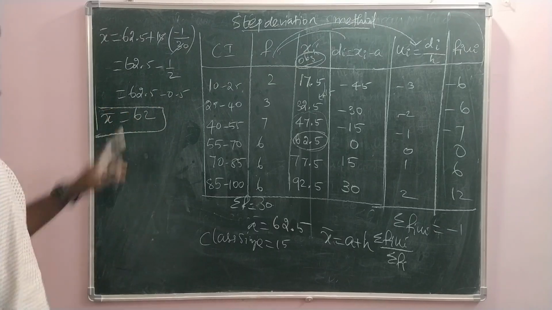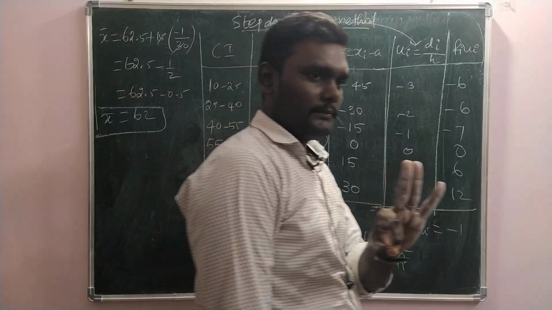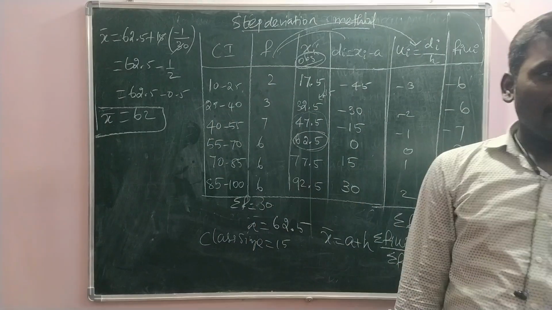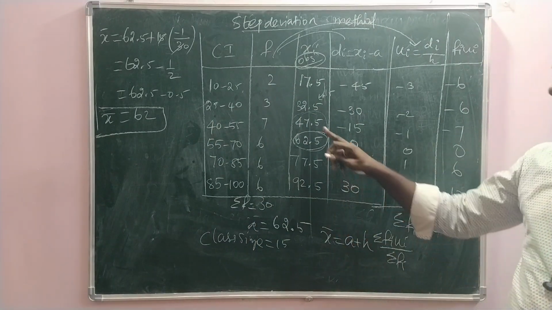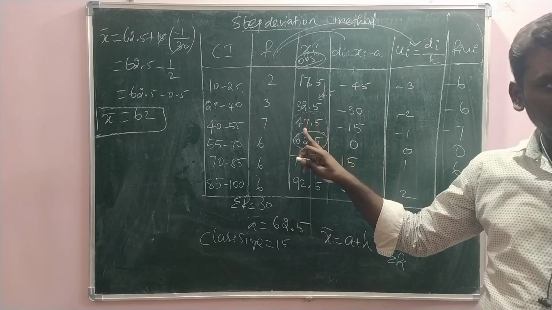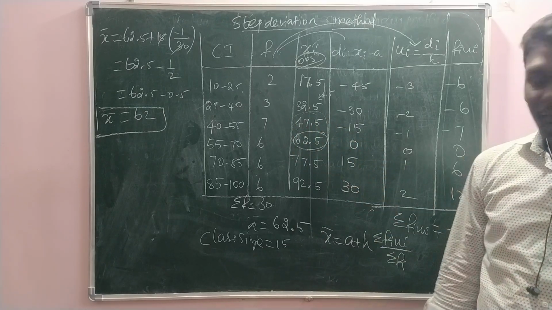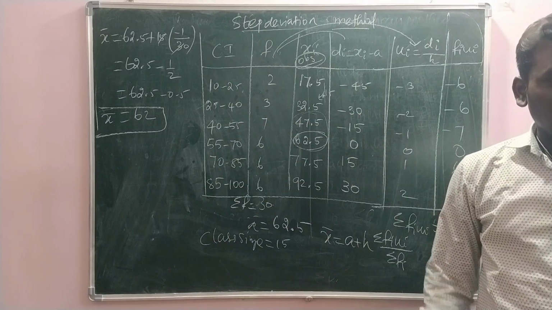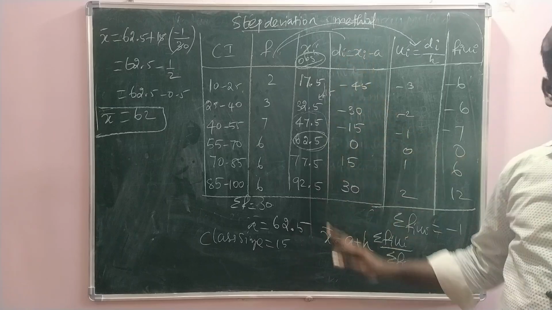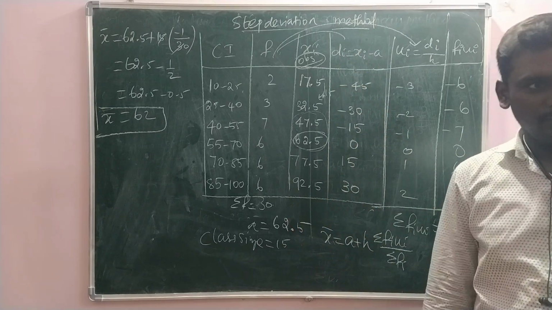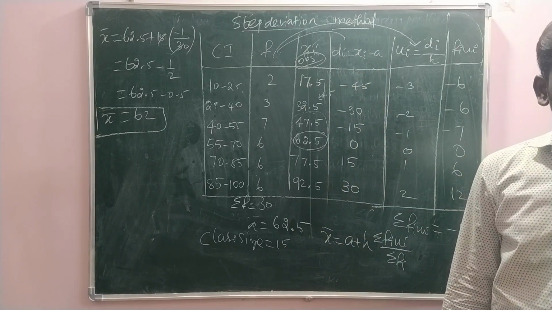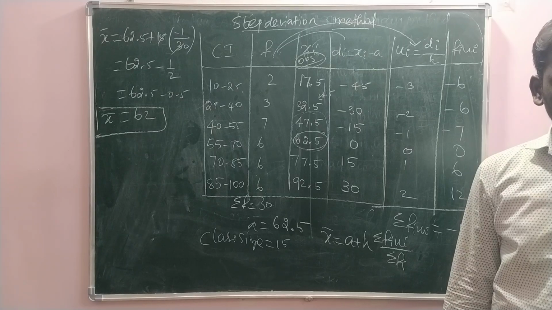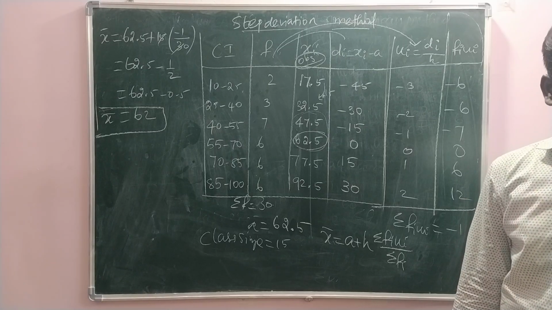We have done the same question in 3 different methods. Also, in your book, they have done it by choosing 47.5 as the mean. They also got 62 as the mean. We also got 62 as the mean. So we can choose any of these values, still we get the same answer. Clear? Any doubts on this?